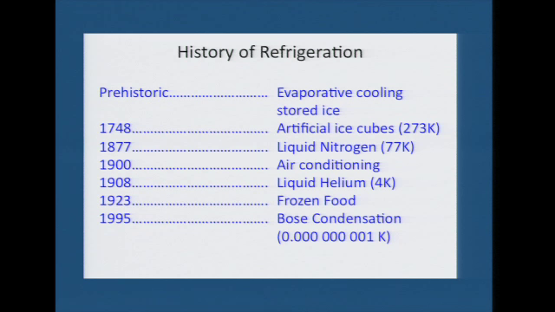Artificial ice cubes, of course, everyone knows that, right? That's 32 Fahrenheit, a temperature that's unfortunately much too common in Cleveland. And then liquid nitrogen, that's about minus 350 Fahrenheit, which fortunately doesn't happen even in here.